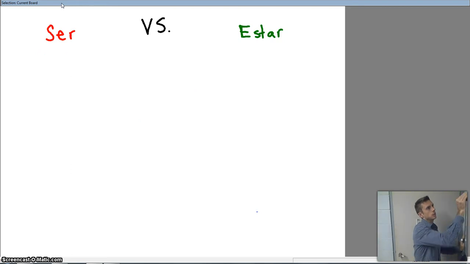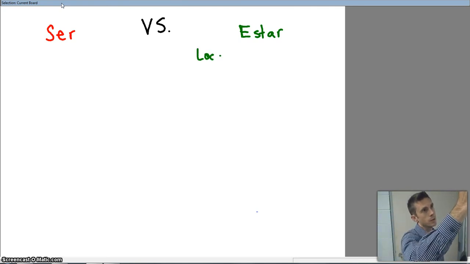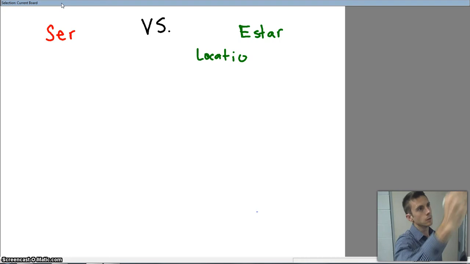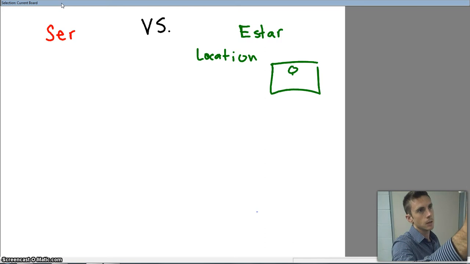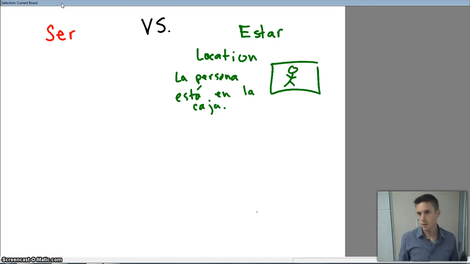Let's erase and move on to estar. Estar. Now we use estar to talk about location, but not location of where something takes place, but something's actual physical location. All right, so let's say we've got this little box, and we've got una persona, we've got that person there. We could say, la persona está en la caja. They are in the box. That person is in the box. La persona está en la caja.